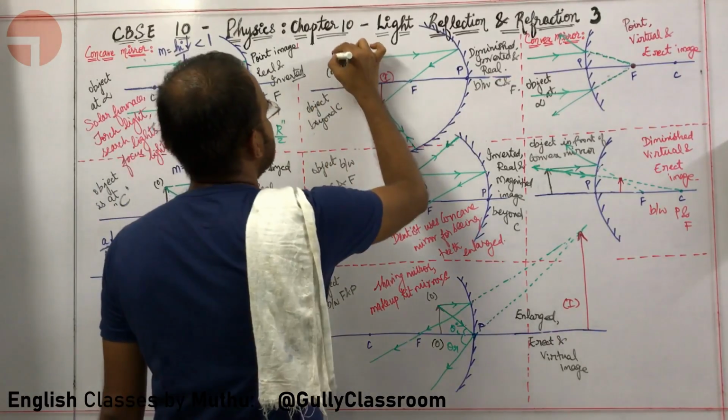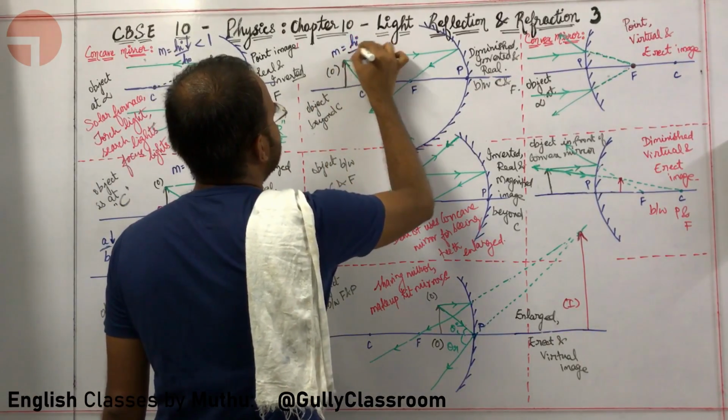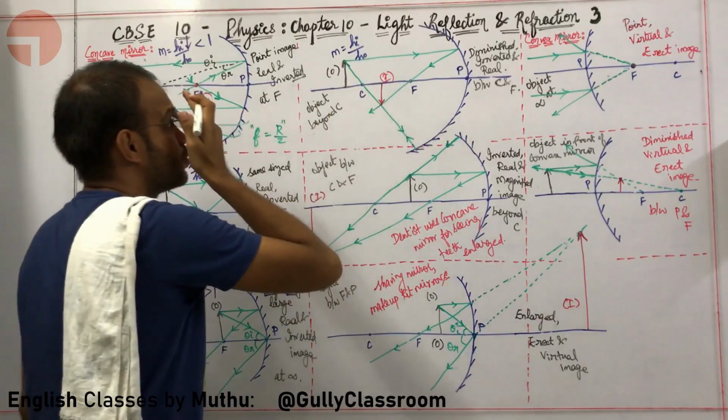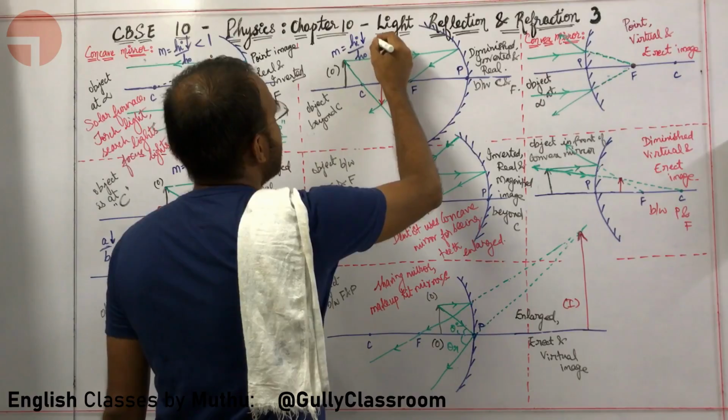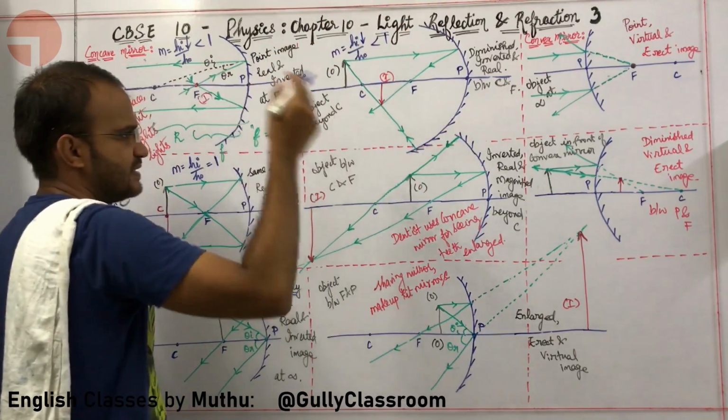What about this condition? Magnification is once more hi by ho, where hi is less over here. I am getting a diminished image. Hi is less over here, so automatically magnification is lesser than 1.